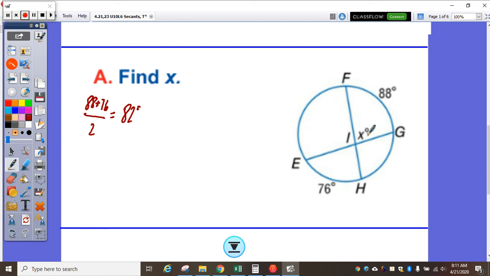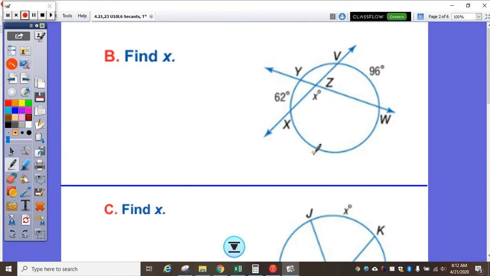Now, how would I find out what angle 1 is? I want to know what angle 1 is. These two angles right here are a linear pair. If I wanted to go a little bit further and ask you what this angle was right here, I would take this 82 degrees for X and subtract it from 180 degrees, and I would get that angle 1 is 98 degrees.